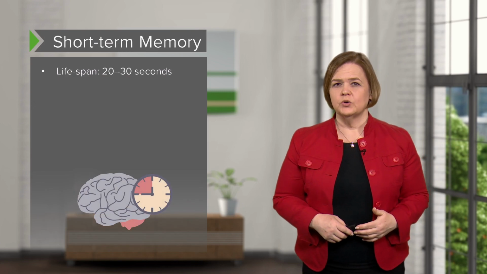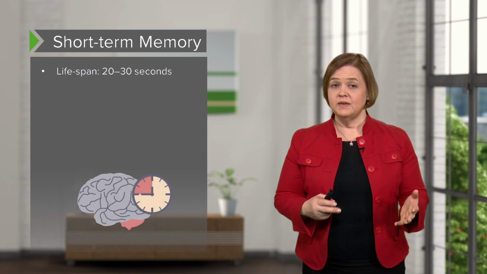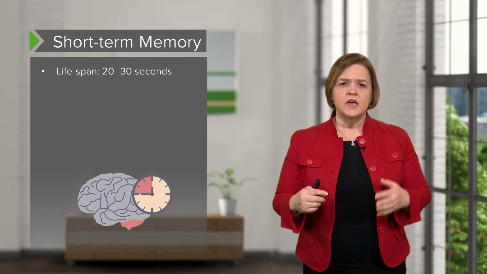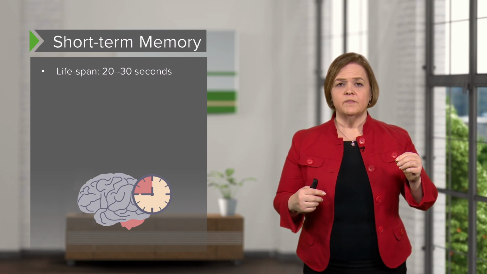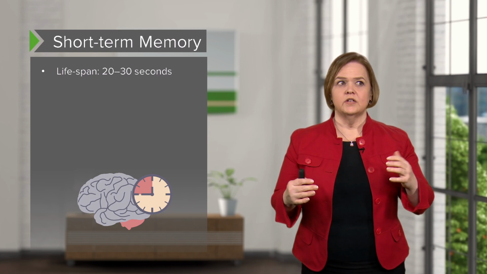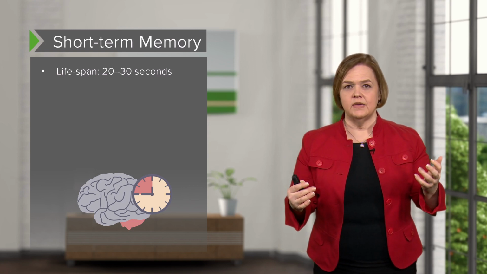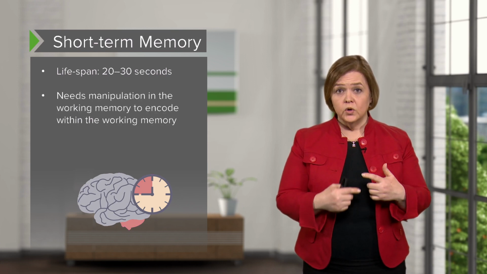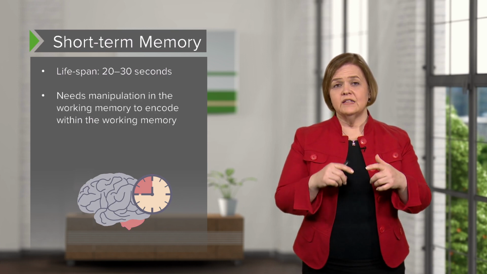So I do a whole head-to-toe thing. I'll spare you from that now, but that really works with things like big, long lists. So short-term memory has a really short lifespan, like less than a minute, maybe 20 to 30 seconds. So like if you gave me a word to remember, I can remember it for a short period of time. But if I don't do anything with it, I'm going to lose it in like less than a minute. Because anything in my short-term memory needs manipulation in the working memory to encode it and save it.